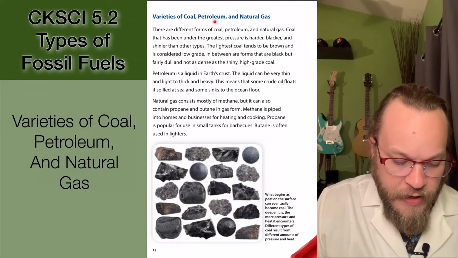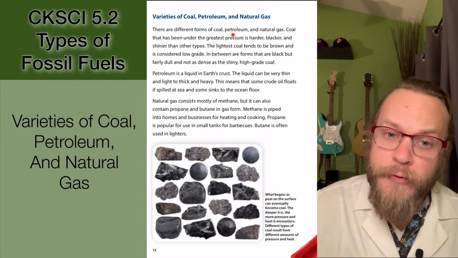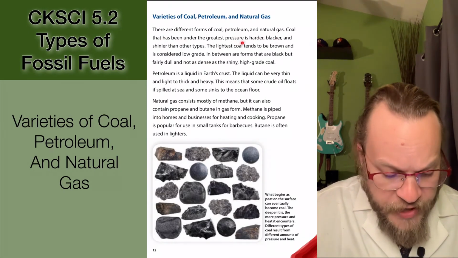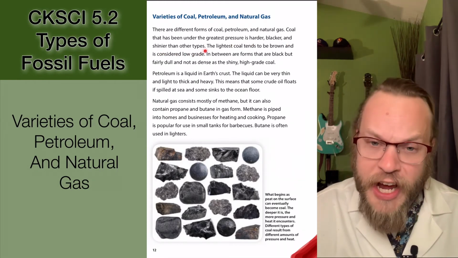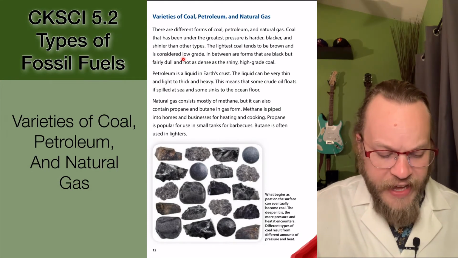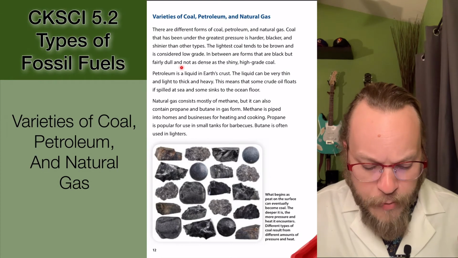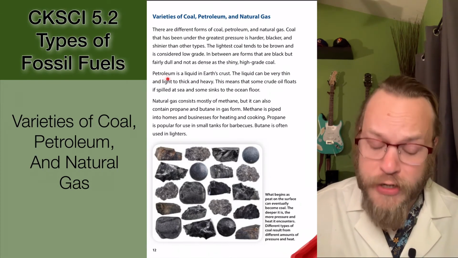All right. Varieties of coal, petroleum, and natural gas. There are different forms of coal, petroleum, and natural gas. Coal that has been under the greatest pressure is harder. It's blacker and shinier than other types. The lightest coal tends to be brown and is considered low grade. In between are forms that are black but fairly dull and not as dense as the shiny high grade coal.